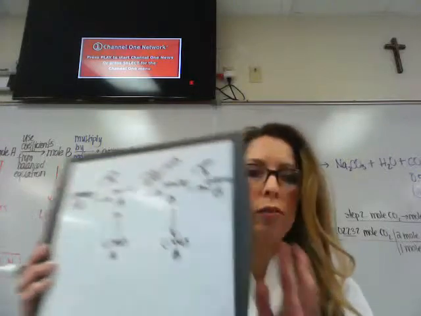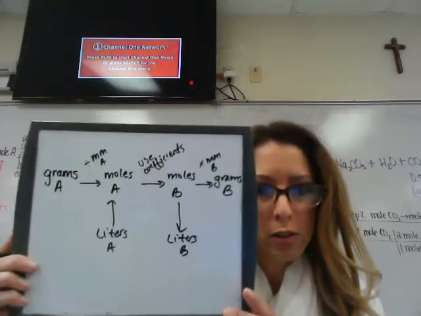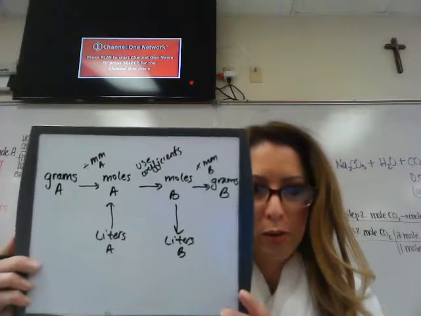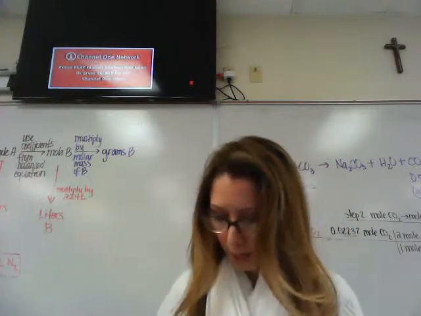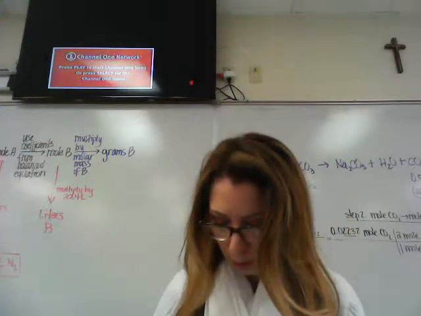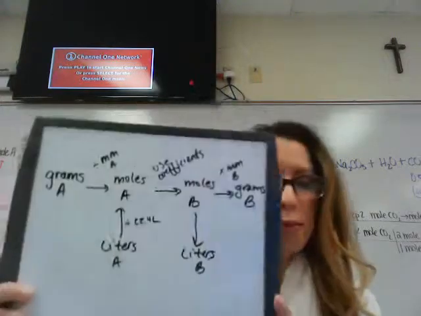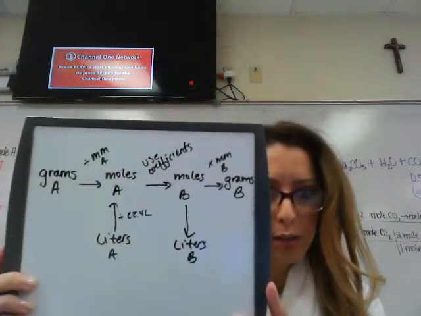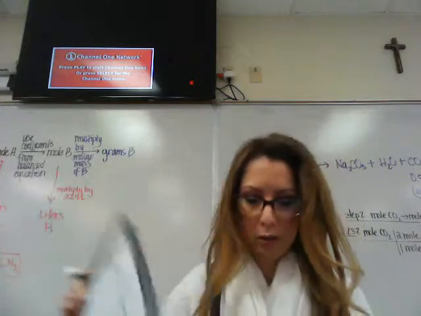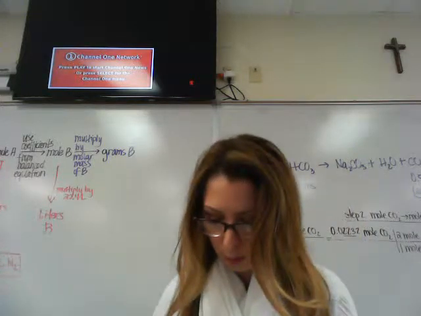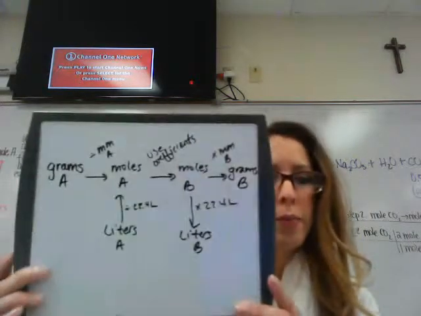Now, if you're given liters of A to begin with, you can convert liters of A to moles of A by dividing by 22.4 liters. If you need to convert to liters of B from moles of B, you can multiply by 22.4 liters.